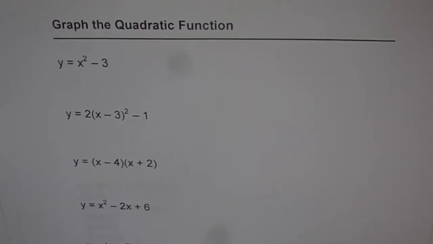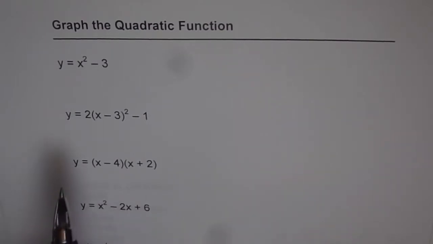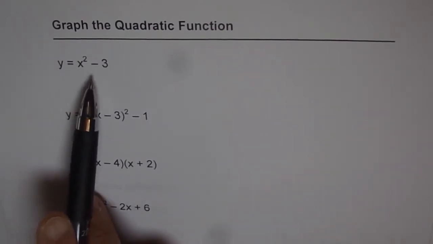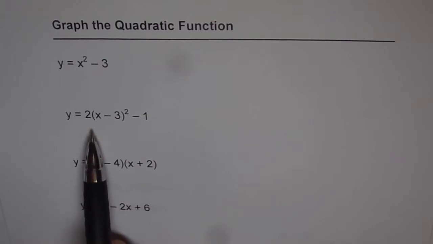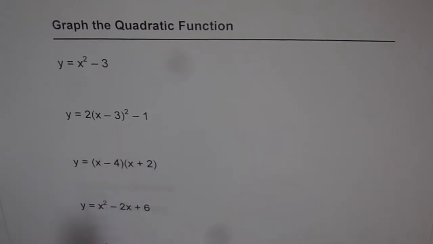Let us review how to draw the graph for a given quadratic function. We have a couple of them here. One is y equals x squared minus 3. Then we have one in vertex form, 2 times (x minus 3) whole squared minus 1. And one in factored form, (x minus 4) times (x plus 2). And then one in standard form, x squared minus 2x plus 6.